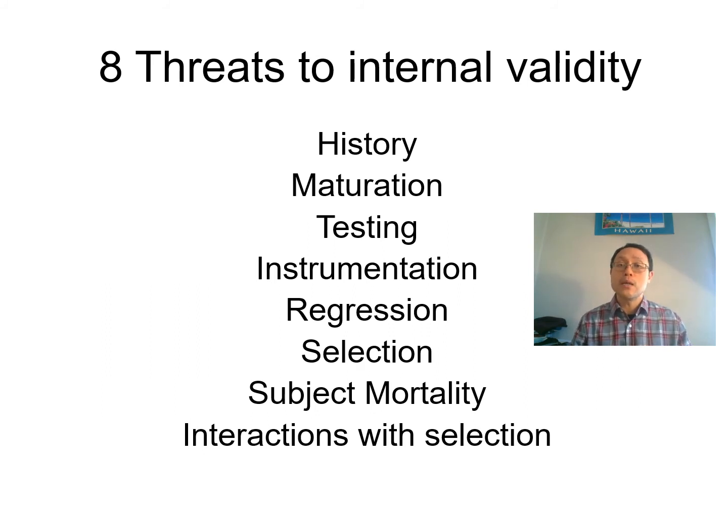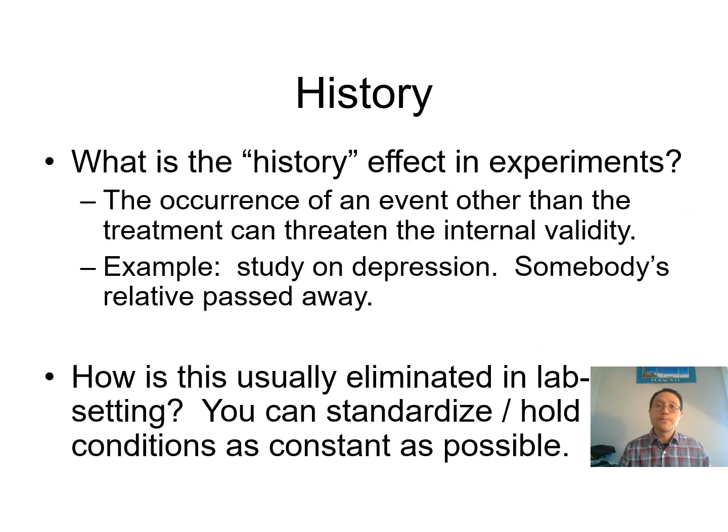So each one is actually a real problem, but each one is more applicable to a specific kind of design. So we're going to go through all of them. All right, so in history, the effect of history happens when the occurrence of one event other than the treatment can threaten the internal validity.